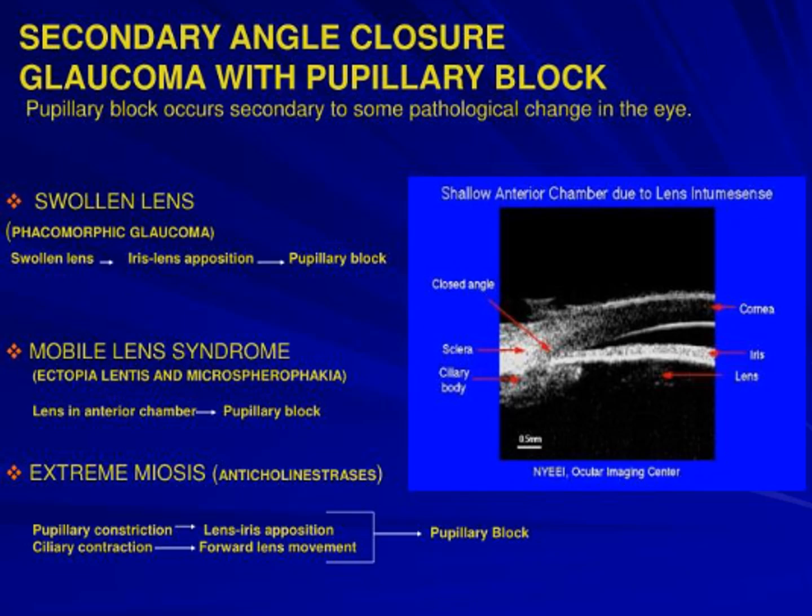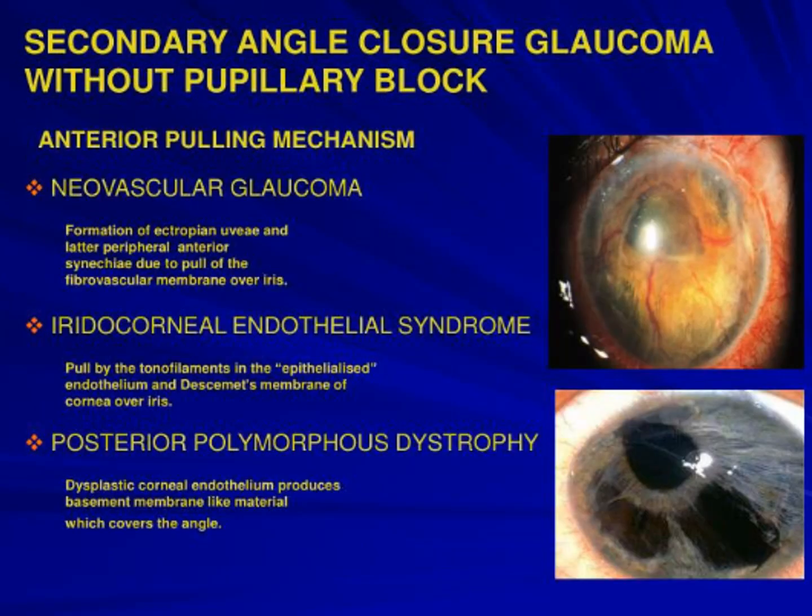For example, in case of ectopia lentis or microspherophakia, that is, lens is in the anterior chamber or it is coming in apposition of iris frequently leading to pupillary block, or extreme miosis, for example in anticholinesterases, which leads to pupillary constriction, hence it increases the lens iris apposition, or ciliary contraction, that is forward lens movement leads to pupillary block. And there can be secondary angle closure glaucoma without pupillary block, that is anterior pulling mechanism.